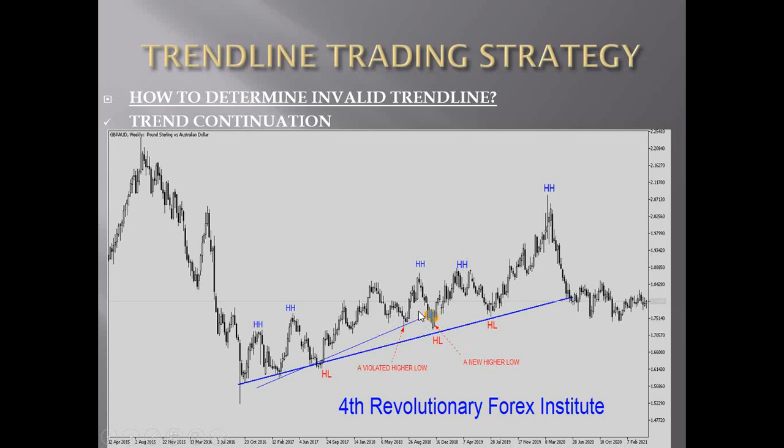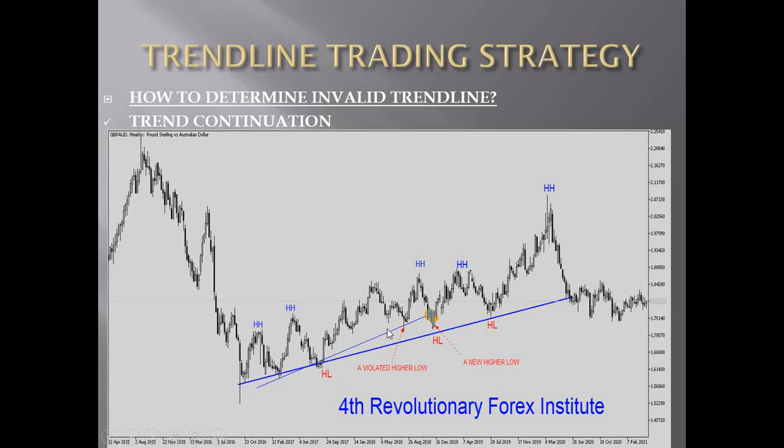After the price broke this level, the price came back again. Why did the price break this level? The price violated this level, this higher low, to form a new higher low. Because after the price broke this level, thereafter we have this new uptrend line. After the price broke this trend line, we have this small trend line.